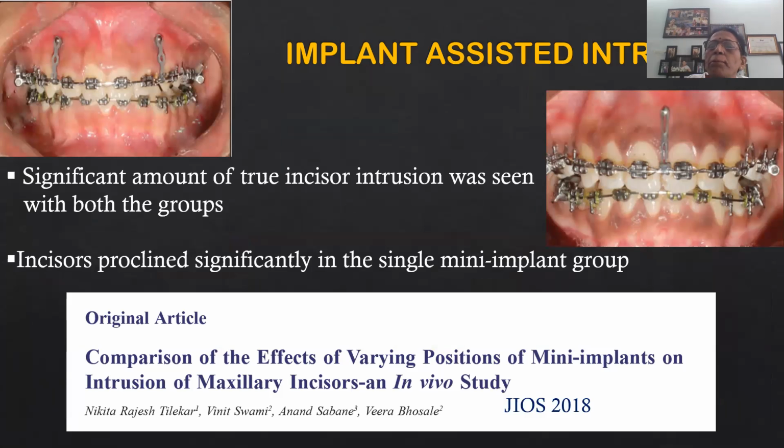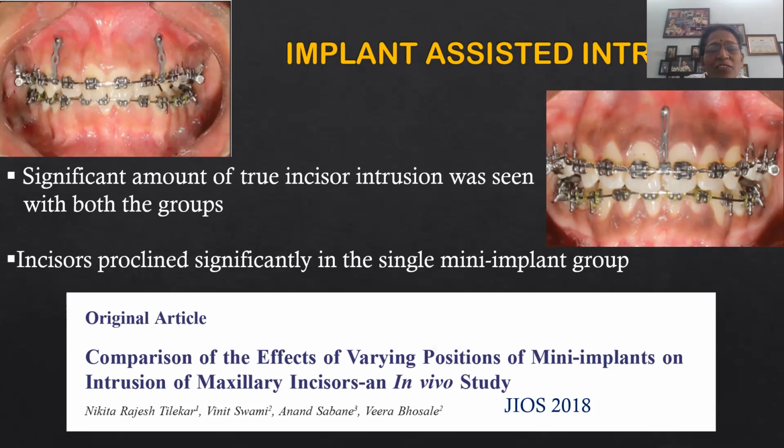Now we know about implant-assisted intrusion. So when a microimplant is to be placed for intrusion of the anteriors, the incisors, where to place it? Between the central incisors, or between the lateral and the canine, which we say is the center of resistance of the 6 anteriors. So this is a study beautifully carried out by Bharati Vidyapeeth College, Pune.